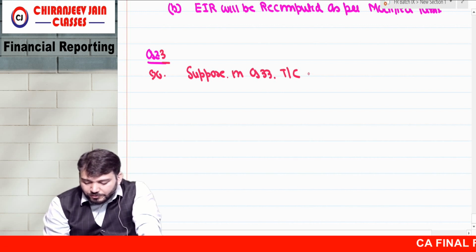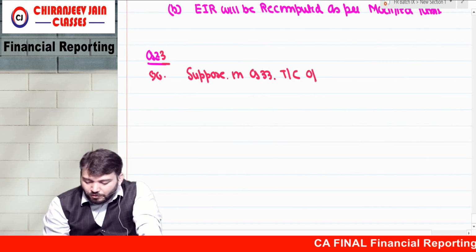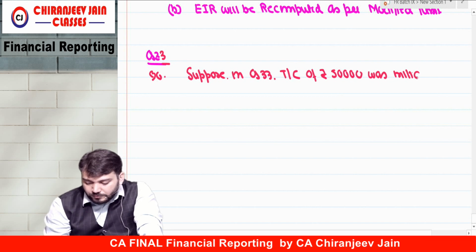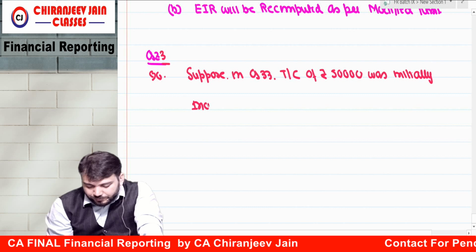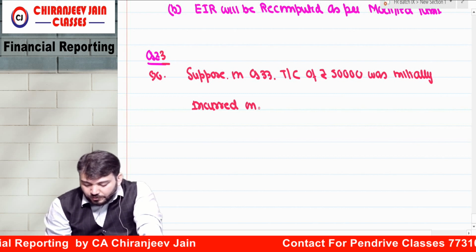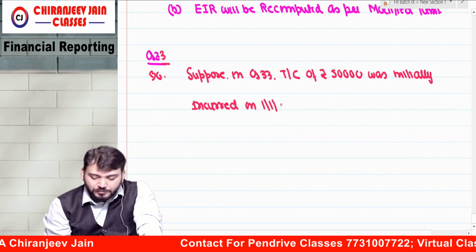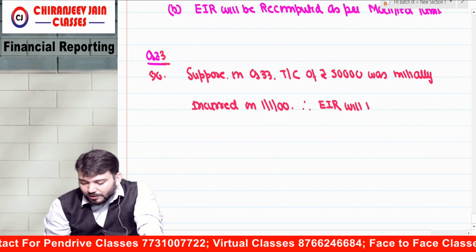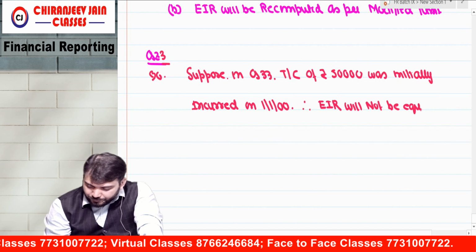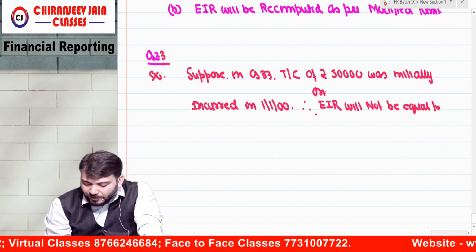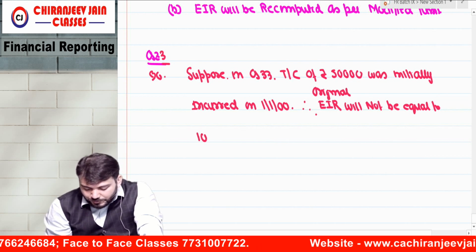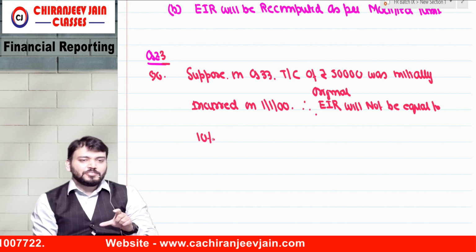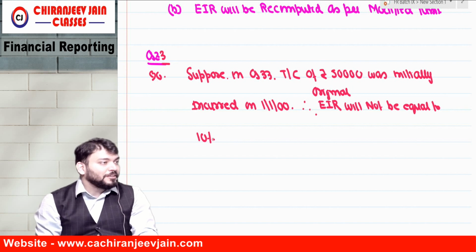Suppose in question number 33, transaction cost of rupees 50,000 was initially incurred on 1/1/2000, correct? Therefore original EIR will not be equal to 10%. And suppose EIR is not given, so we need to calculate it. So with only one change, the question can become more interesting from the exam point of view.